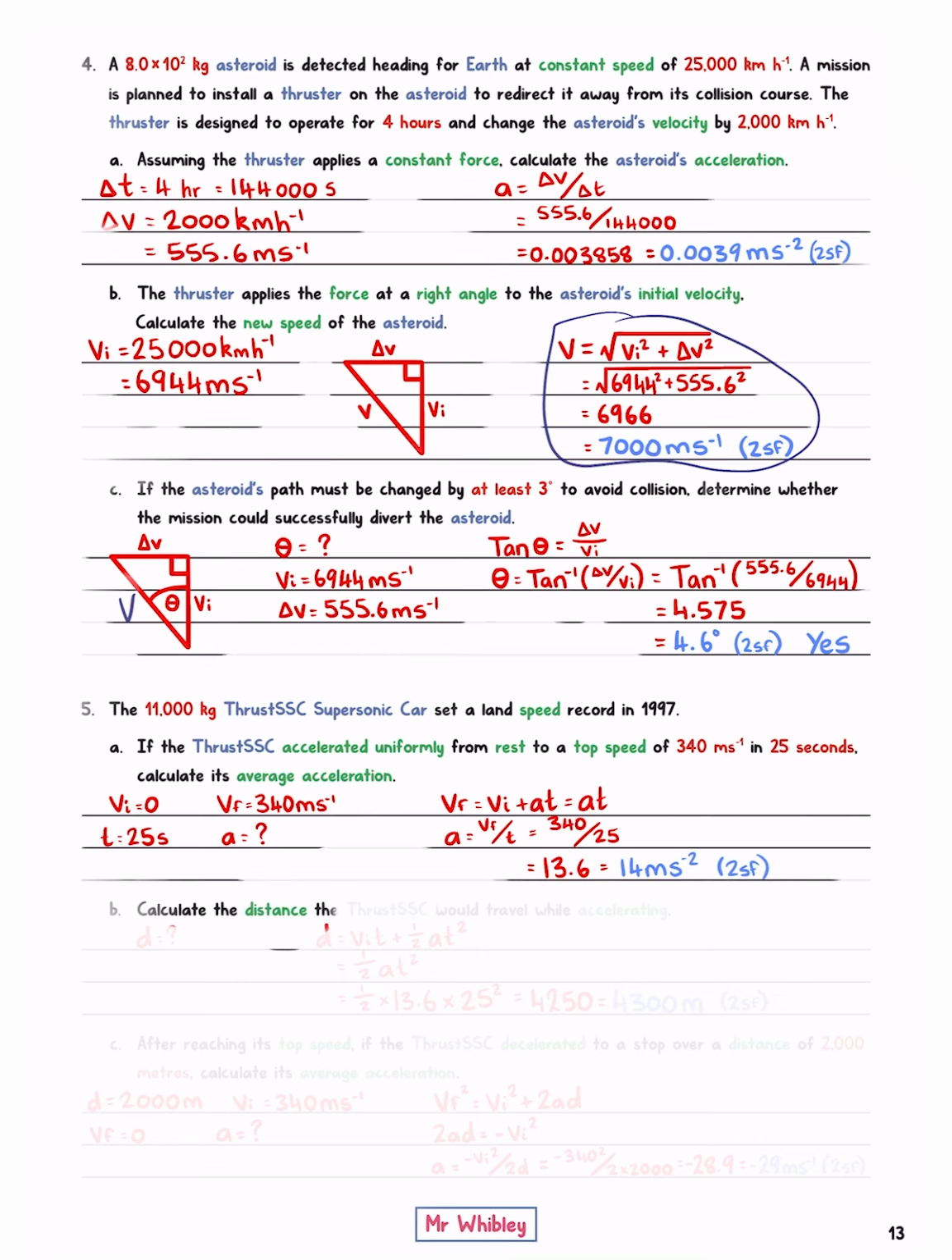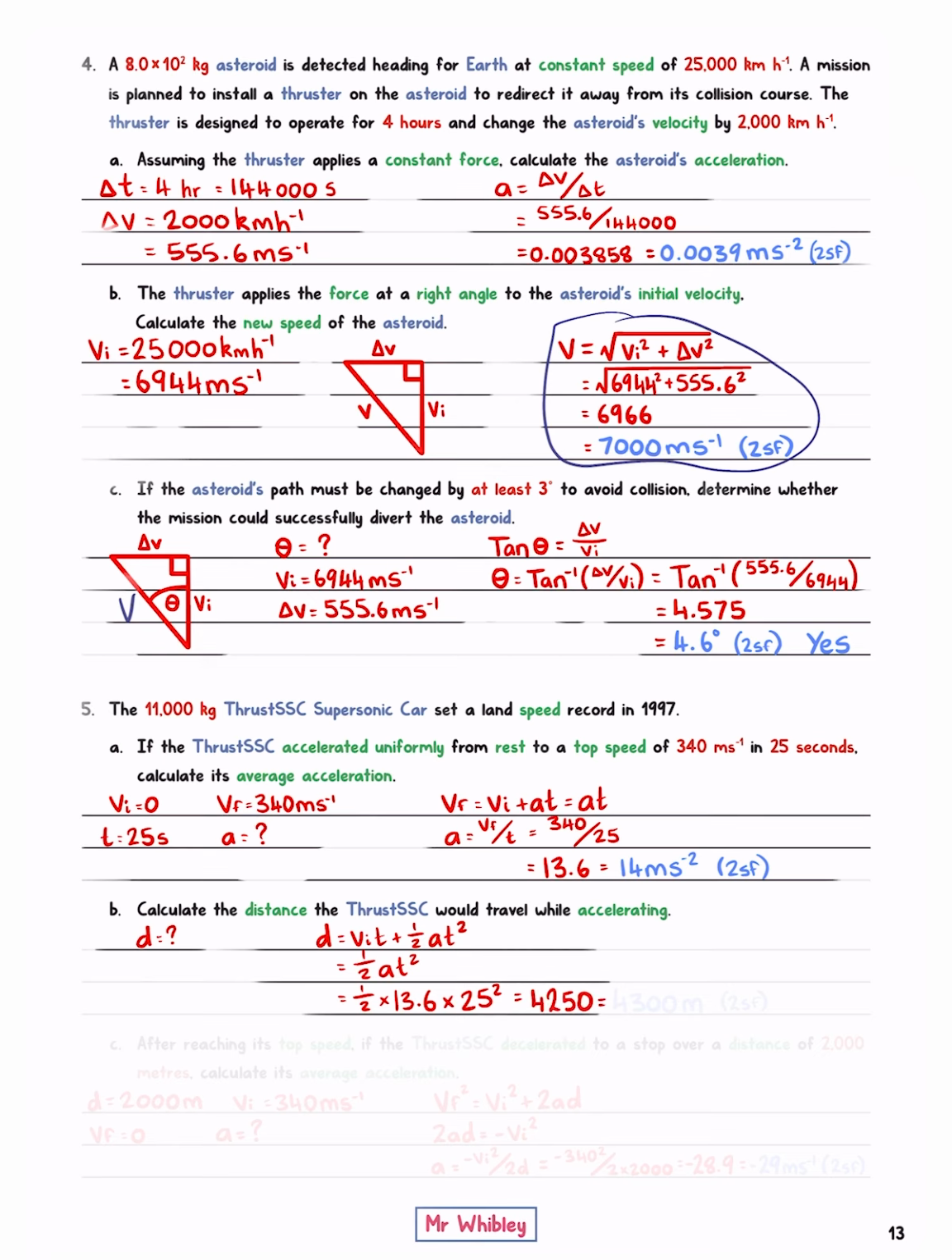Calculate the distance the Thrust SSC would travel while accelerating. So we're now trying to find our distance. Using our distance equation here, our initial velocity is 0. So this becomes half at squared. Putting in our numbers gives me 4,250 or 4,300 meters to two significant figures.